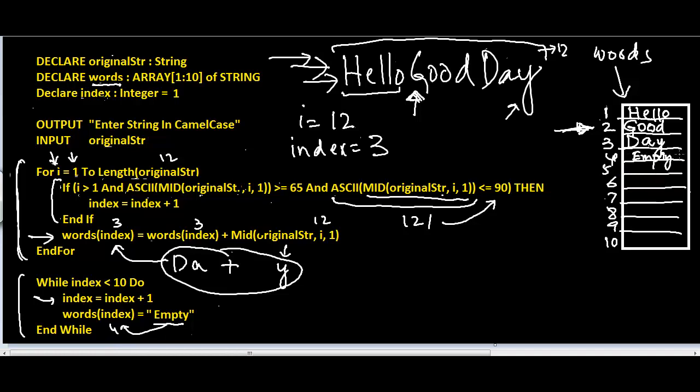The next time the loop runs, the value of index becomes 5. So this time this value empty is going to be written in the 5th element. Next time the loop runs, value of index becomes 6. So words of 6 is now going to be equal to empty. So this loop continues, and all of the remaining boxes are filled up with this rogue value.